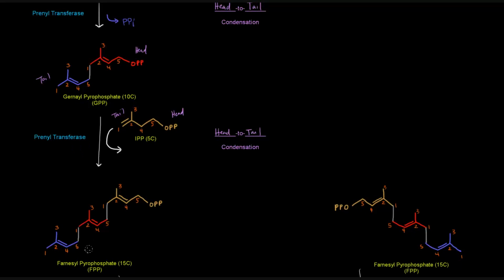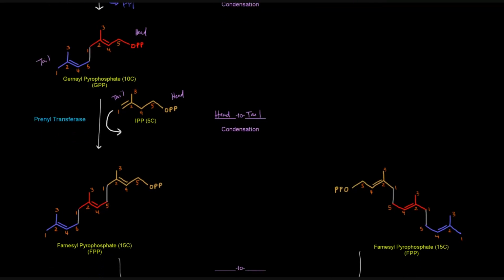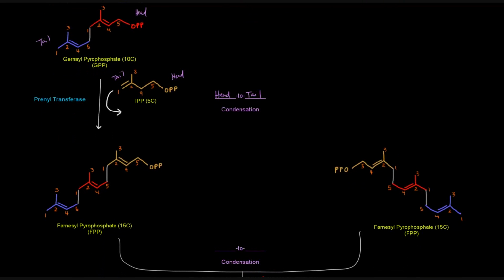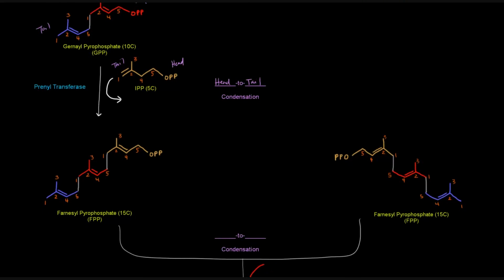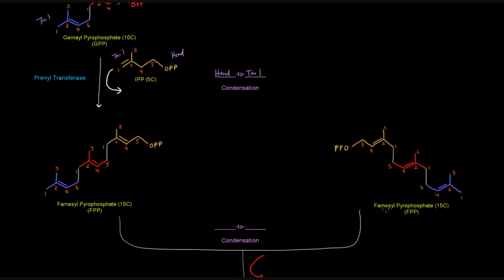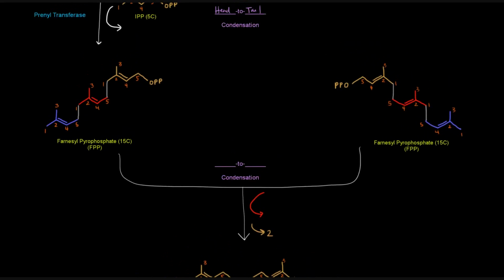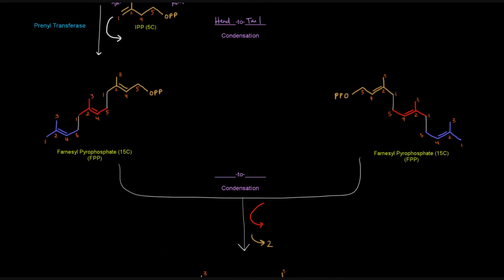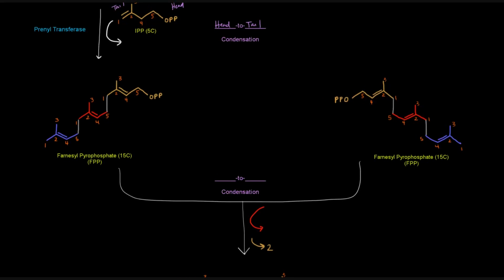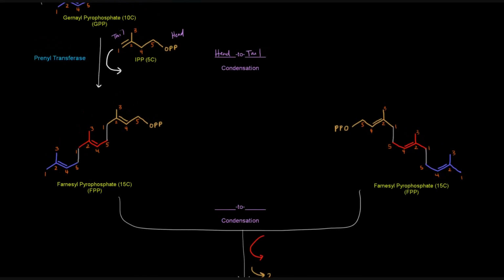Then we have farnesyl pyrophosphate, which is a 15 carbon molecule. What we're going to do now is take that and another farnesyl pyrophosphate to make squalene, and we're going to link those. But before I get into that, I want to ask, where did this other farnesyl pyrophosphate come from? Well, it came from these same exact steps. We're just going to do all those things again.